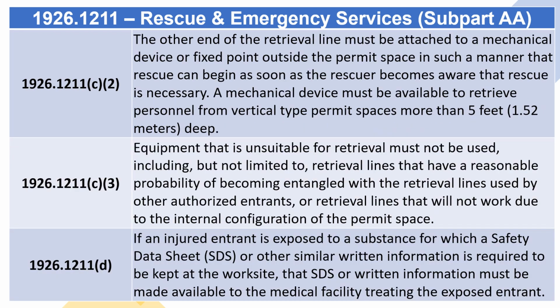1926.1211(c)(2). The other end of the retrieval line must be attached to a mechanical device or fixed point outside the permit space in such a manner that rescue can begin as soon as the rescuer becomes aware that rescue is necessary. A mechanical device must be available to retrieve personnel from vertical type permit spaces more than 5 feet, 1.52 meters, deep. 1926.1211(c)(3). Equipment that is unsuitable for retrieval must not be used, including, but not limited to, retrieval lines that have a reasonable probability of becoming entangled with the retrieval lines used by other authorized entrants, or retrieval lines that will not work due to the internal configuration of the permit space.